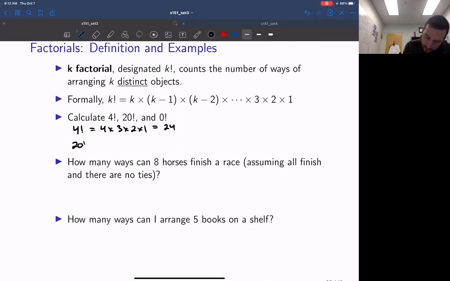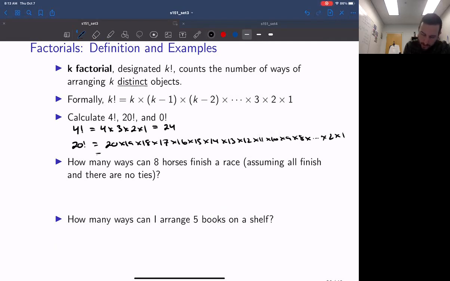Okay, 20 factorial would be 20 times 19 times 18 times 17 times 16 times 15 times 14 times 13 times 12 times 11 times 10 times 9 times 8. I think hopefully everyone gets it. 2 times 1, and that's going to be roughly 2.433 times 10 to the 18.